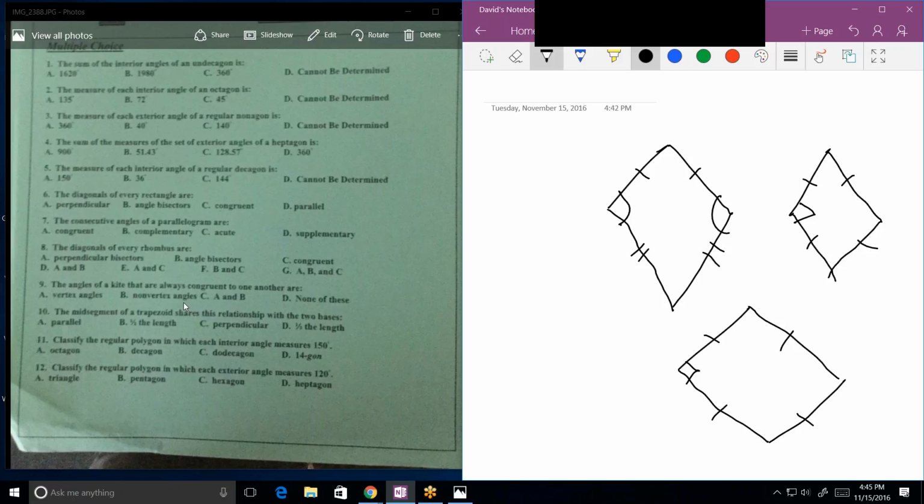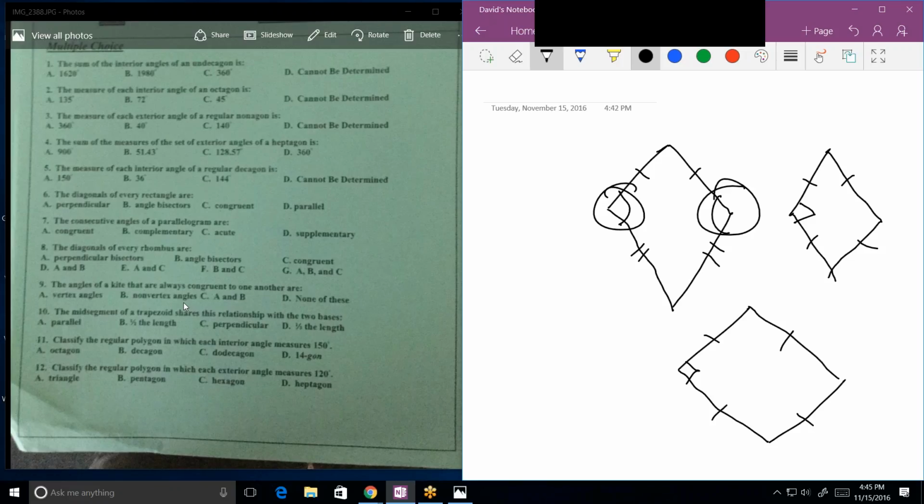I'm trying to understand what they mean here. The vertex angles are not congruent, so we just call them non-vertex angles. Okay, I got you. And that's what I put here. These are the non-vertex angles. And then the mid-segment of a trapezoid shares this relationship with the two bases: parallel.